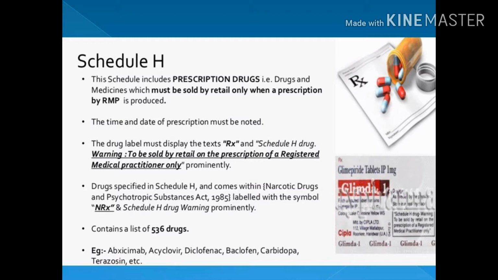The warning should be there prominently: to be sold by retail on the prescription of a registered medical practitioner only, as you can see in the example. A drug specified in Schedule H that comes within the Narcotic Drugs and Psychotropic Substances Act 1985 is labeled with the symbol NRx and the Schedule H drug warning prominently. This schedule contains a list of 536 drugs. Examples of these drugs are diclofenac, carbidopa, etc.